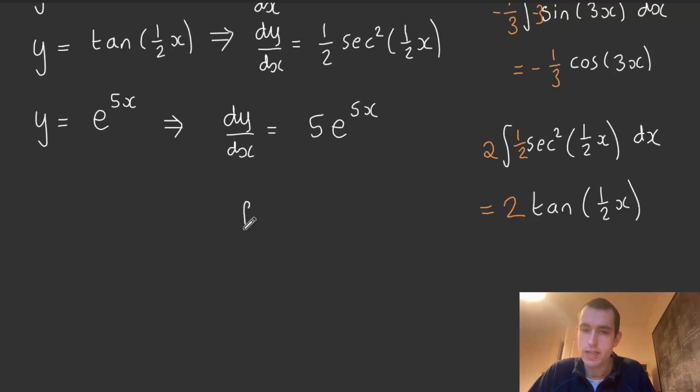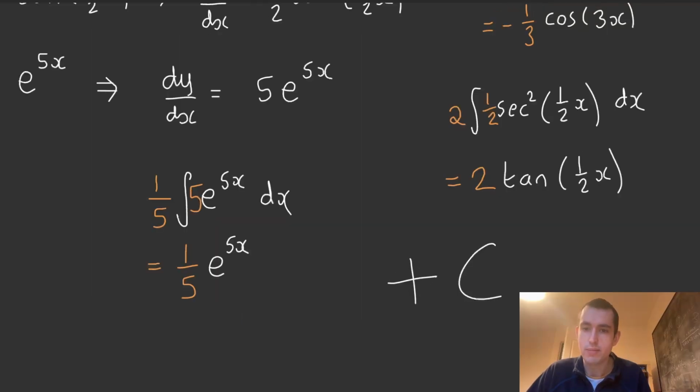And finally, if we wanted to integrate e to the 5x, then we could only dream of there being a 5 next to the e. All dreams can't come true, but let's put a 5th on the outside. Now we know the answer to be 1/5 e to the 5x, with a nice big plus c on all the integrals there.